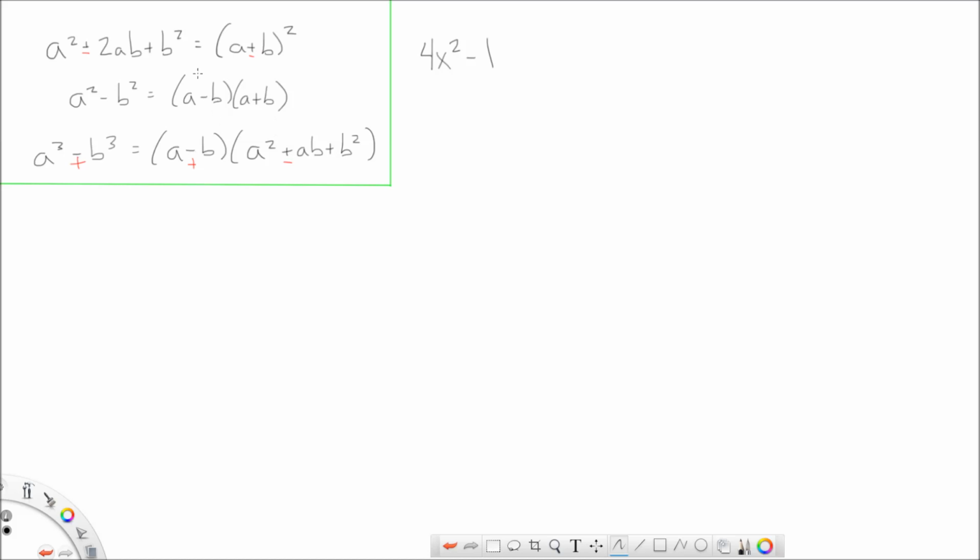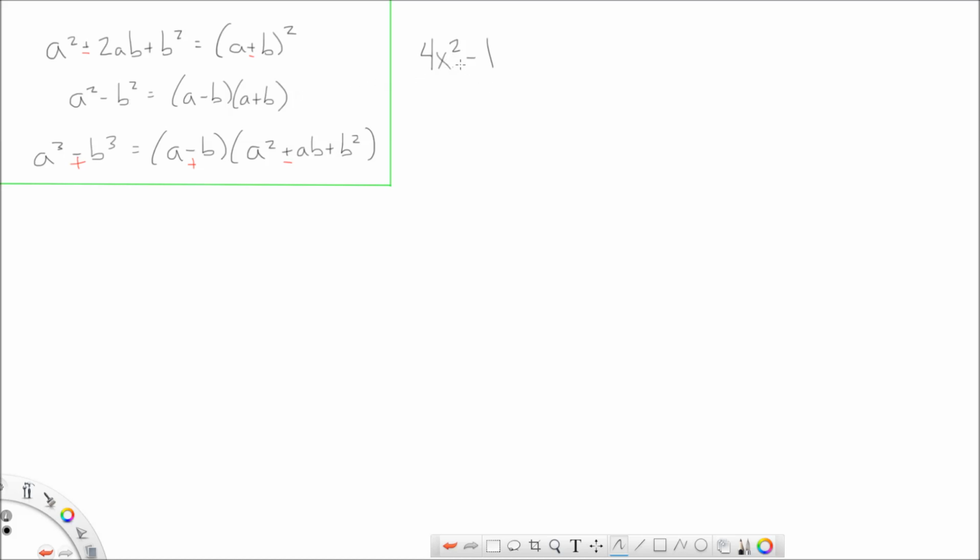Now we're going to look at a few examples and see how we utilize these special products to help us factor. Our first one, we have 4x squared minus 1, and we want to factor this. If we have just two terms with subtraction between them, and we want to use a special product, the only two we have are a squared minus b squared and a cubed minus b cubed. These are our two options. We have to check to see if this polynomial matches one of those. 4x squared is definitely not a perfect cube, so a cubed minus b cubed is off the table. Now the only option is a squared minus b squared.